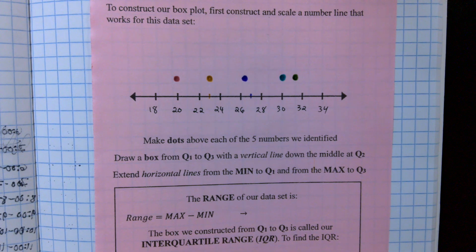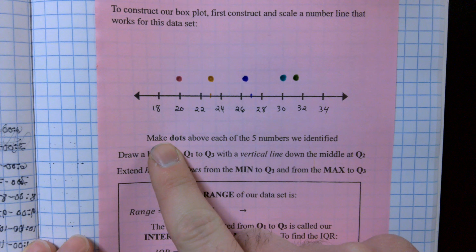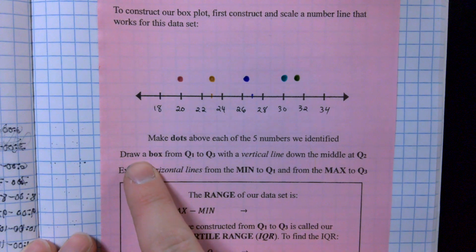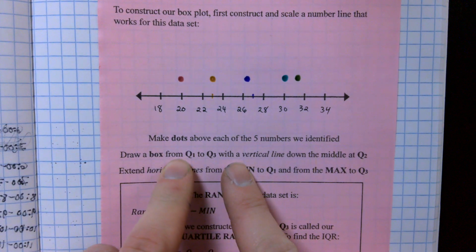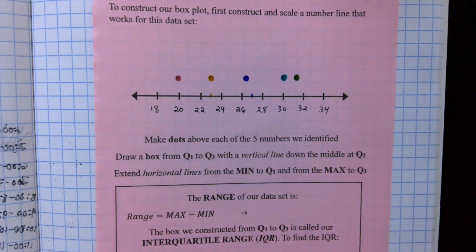So anytime we make a box plot, we should have 5 dots like this. Now they're always going to be kind of spread out differently. Sometimes they'll be spread out nice and even, sometimes not so much. Everyone good on the dots? Okay, now we're going to draw a box from Q1 to Q3 with a vertical line down the middle at Q2. Here's what that looks like.